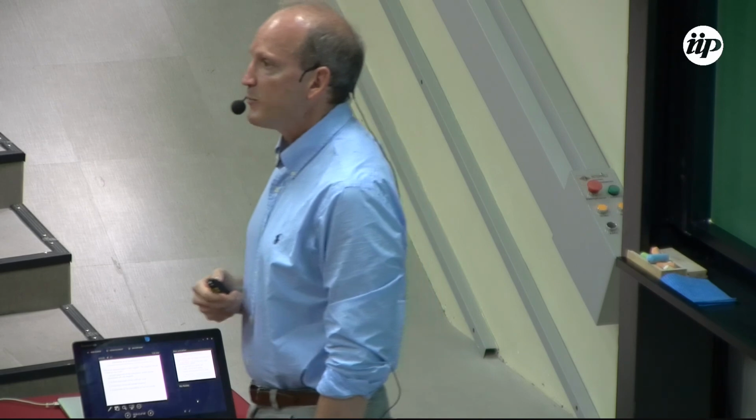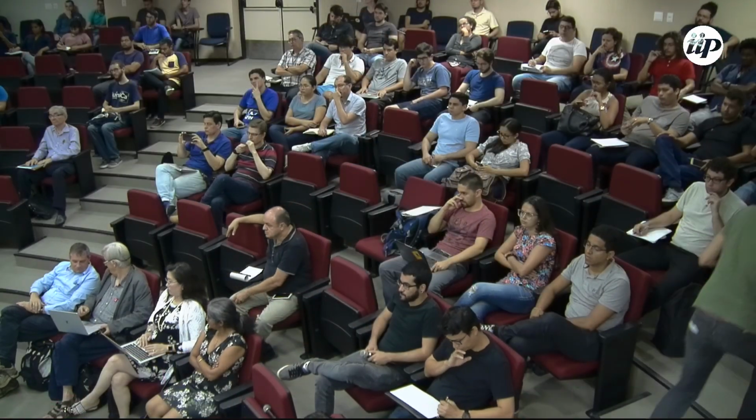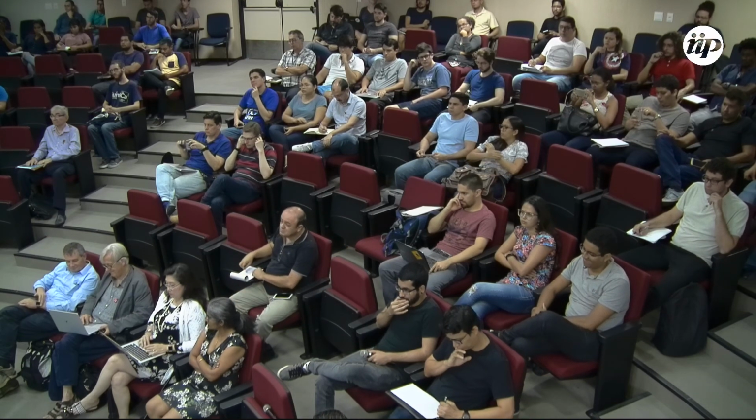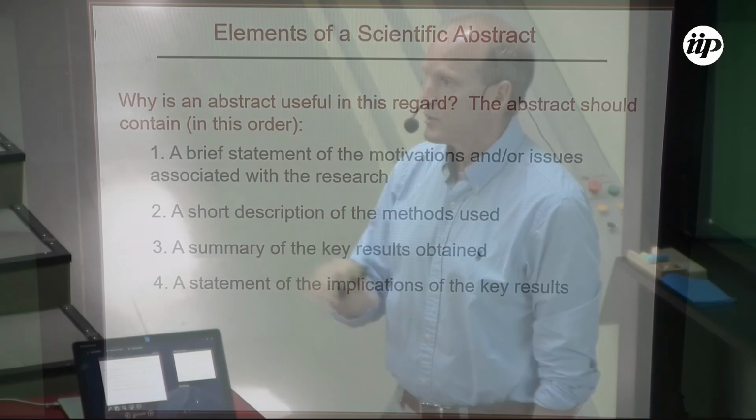So what should be in the abstract? The abstract should more or less contain, in this order, first, a brief statement of the motivations of the work that you're doing. It should be followed by a short description of the methods that you're using. It should have a summary of the key results, even with quantitative information. And then finally, it should have a statement of what the implications of those results are. You can see that this has every aspect of the paper that you'd like to have, but in a very concise, contained form.